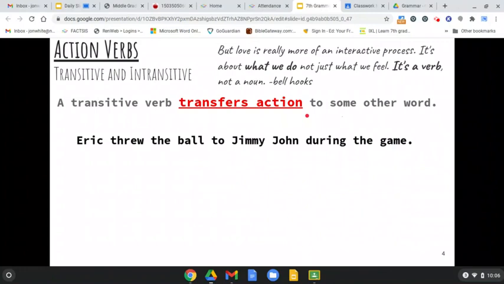So here's an example. Eric threw the ball to Jimmy John during the game. So what's the subject here? It's Eric. What would you say is your action verb? It's threw.